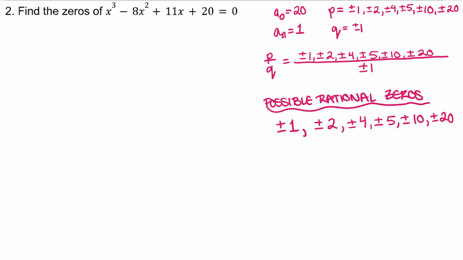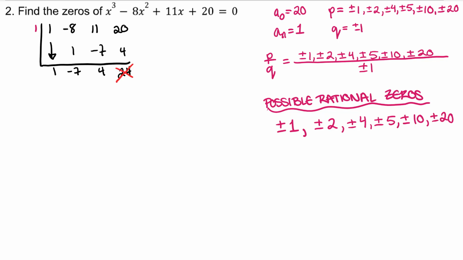To test if a number is a zero of a polynomial, we're going to plug it in to that polynomial and see if we get 0. Or we can use synthetic division to do that. Set up your synthetic division. Let's choose one of our possible rational zeros to test. I'm going to use 1. Just like dominoes, the first one has to fall. Multiply diagonally and add vertically. Because your remainder is not 0, 1 is not one of the zeros of your polynomial.